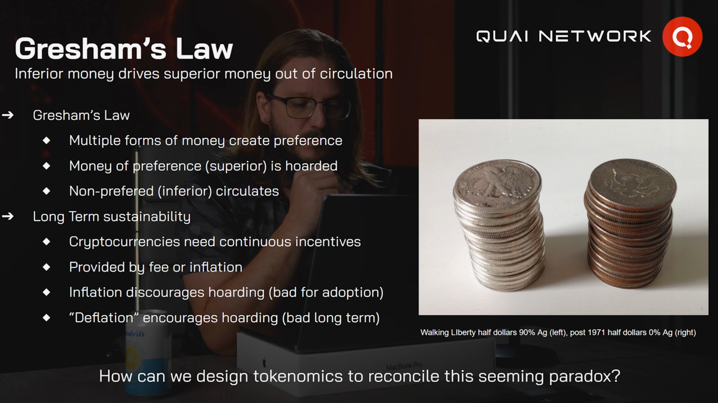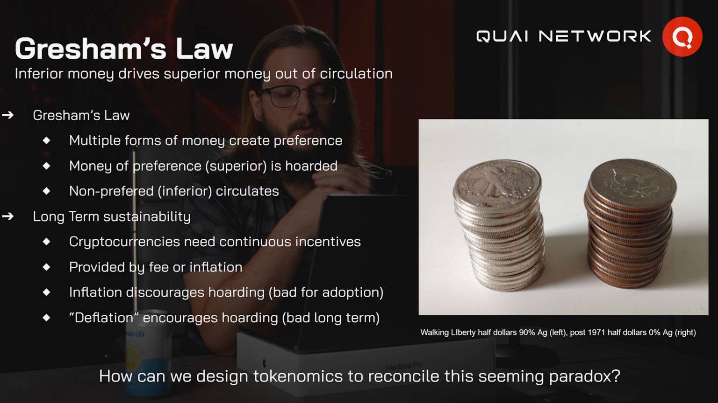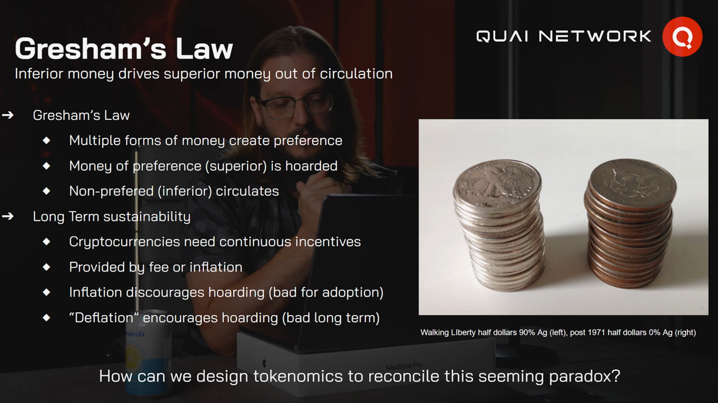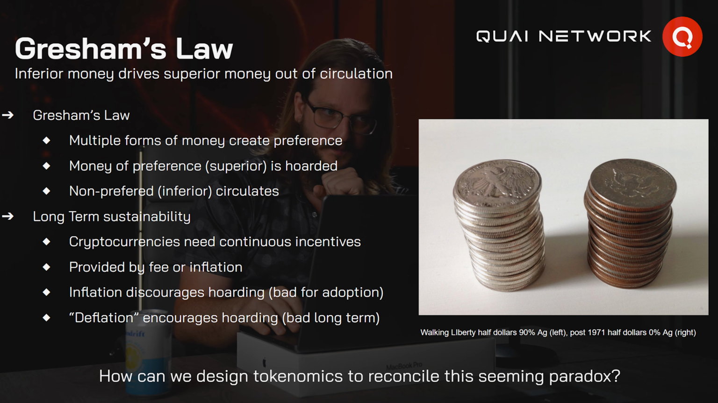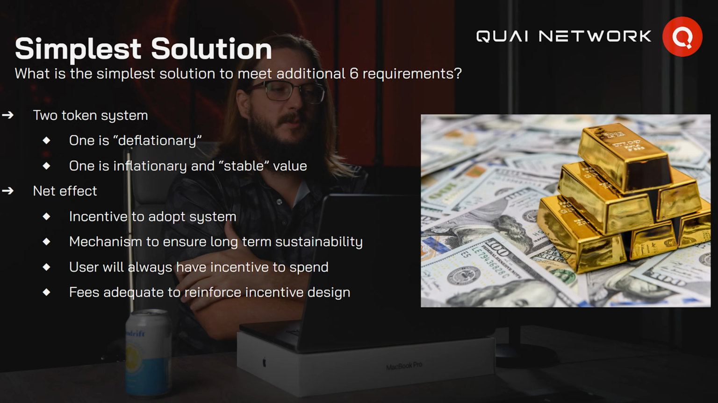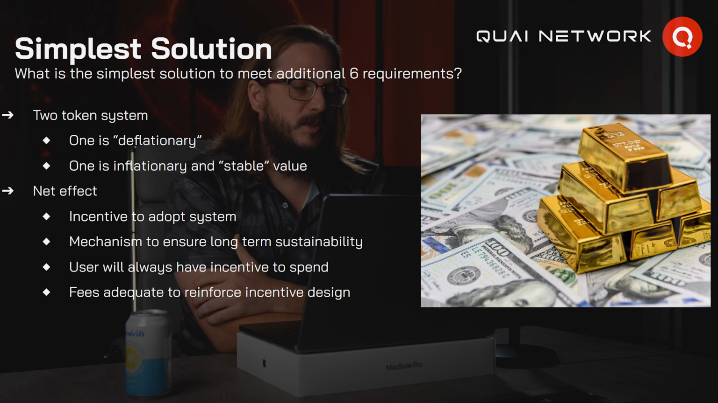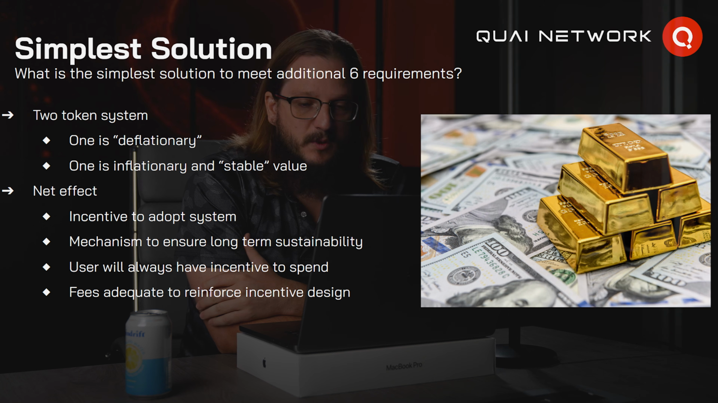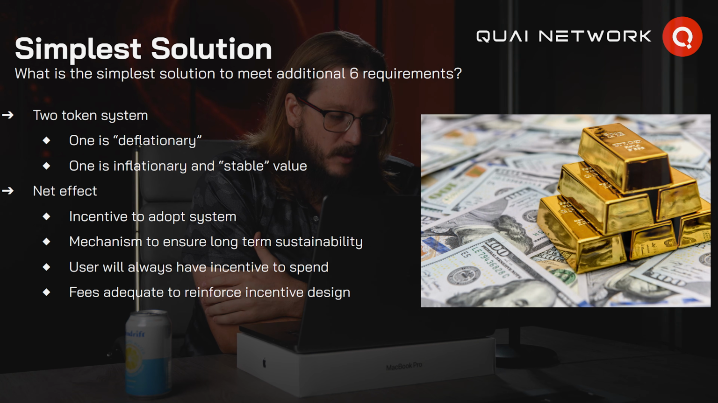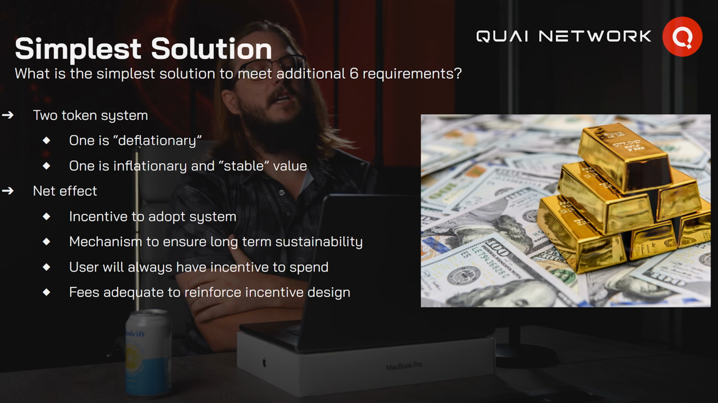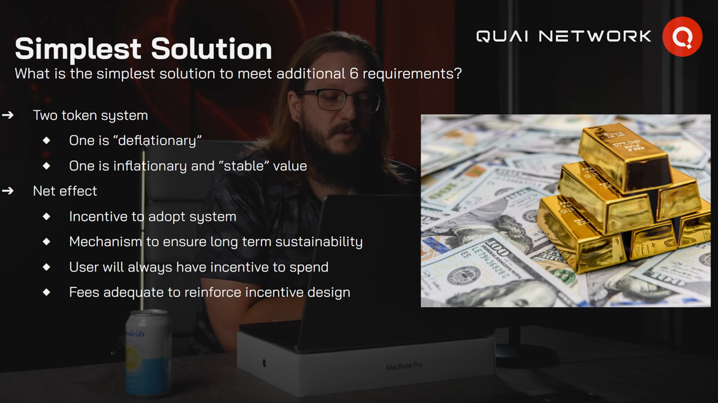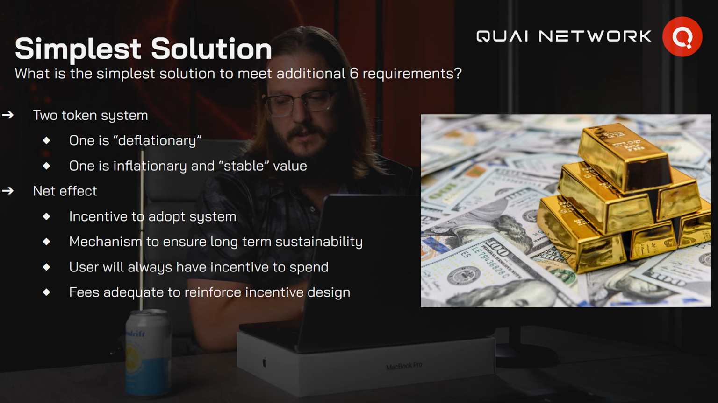So the question becomes, how can we design a token system to reconcile what seems to be a paradox in the design of money within society? And the simplest solution to meet the 6 additional requirements is that we need a two-token system. We need one token which is deflationary, and we need one token which is mildly inflationary and has a relatively stable value.